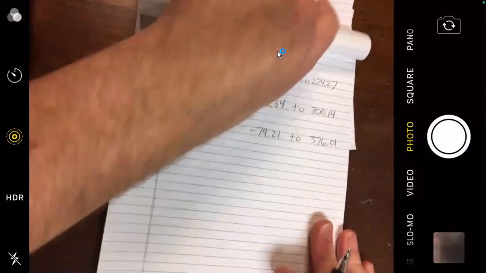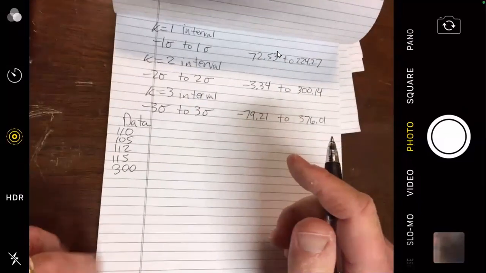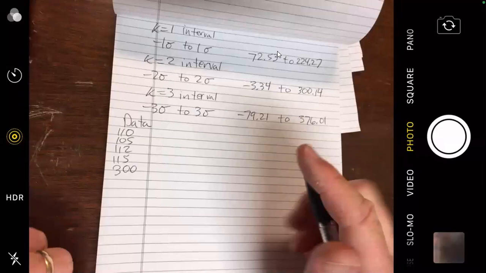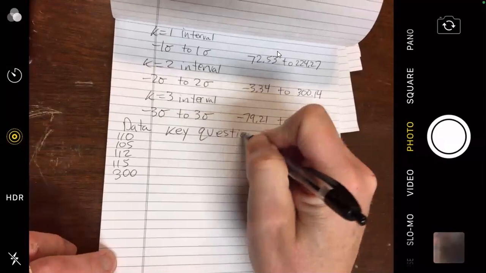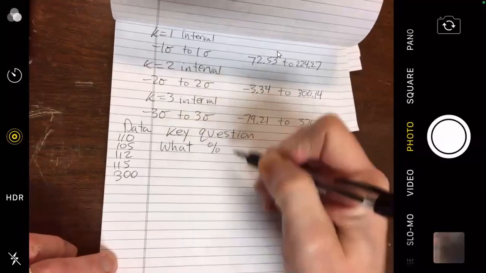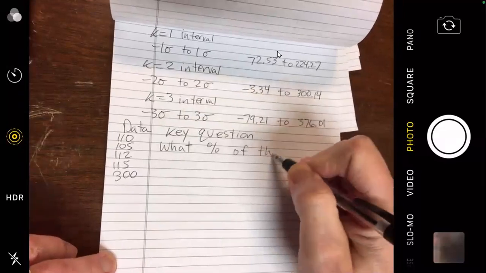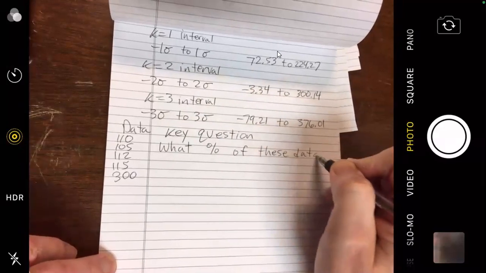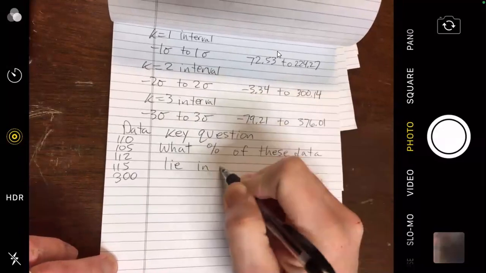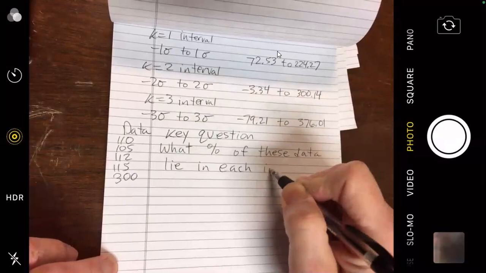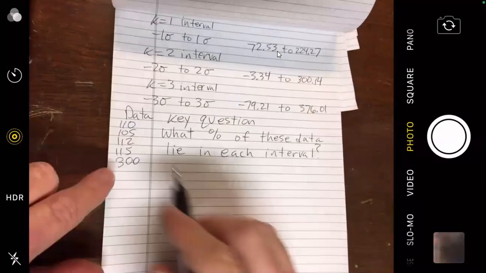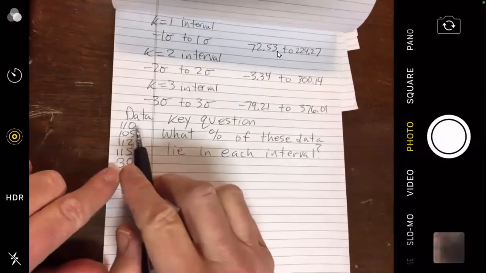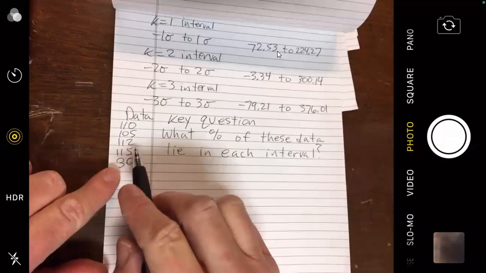To understand the last 2 sections of 3.2, they are all designed to answer this question. Here is the key question: what percent of these data lie in each interval? So what we've got to do is count how many of the data lie in each interval.